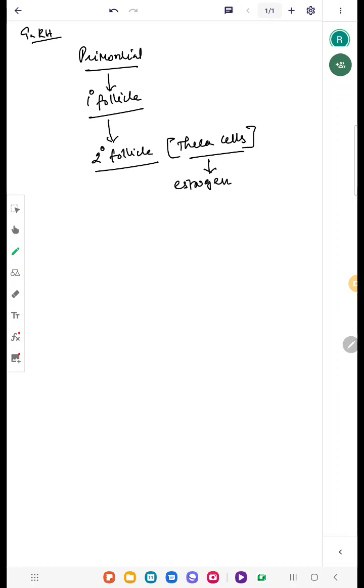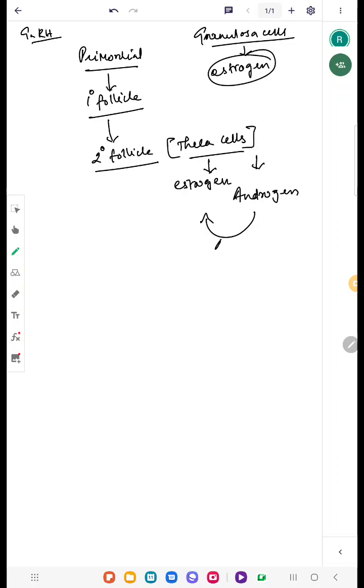Also before that, we got to understand that all these follicles are surrounded by cells called granulosa cells. These granulosa cells are responsible for the production of a hormone called estrogen. And when the secondary follicle develops, the theca cells also secrete a hormone called androgen. This androgen, with the help of the aromatase enzyme, gets converted into estrogen.